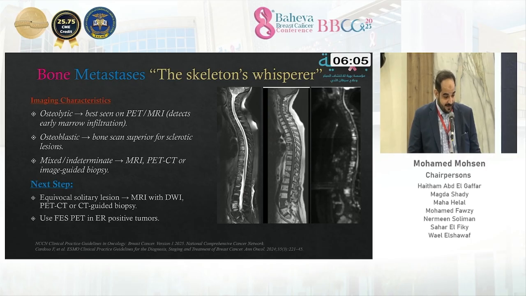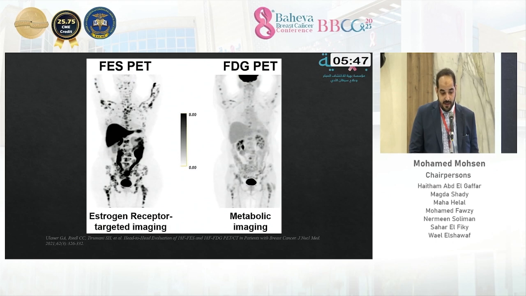What about bone metastases? We already discussed the imaging characteristics. The important next step here, for an equivocal solitary lesion, is that we should proceed with MRI with diffusion, PET-CT, or CT-guided biopsy. We may use fluoroestradiol PET-CT in ER-positive tumors. This image highlights the difference between fluoroestradiol PET and FDG PET in highlighting the osseous metastases in an estrogen receptor (ER)-positive malignant neoplasm of the breast. We can see here that it's very obvious in the fluoroestradiol PET.